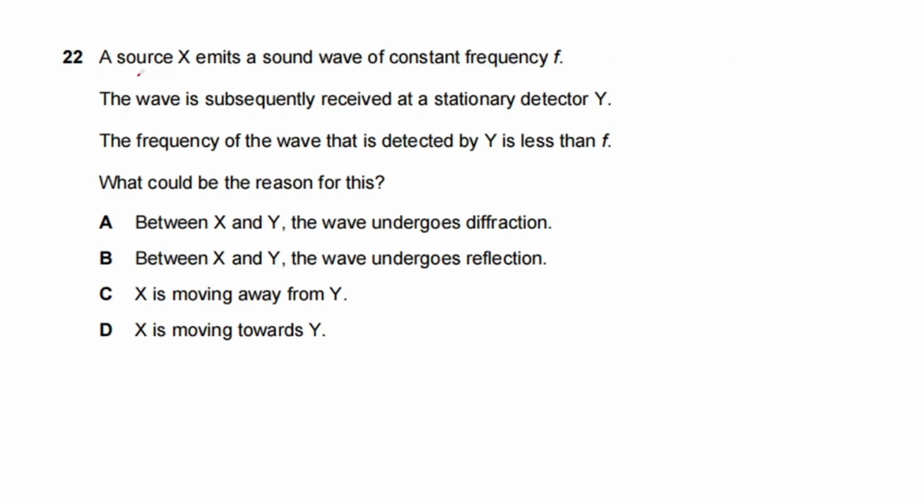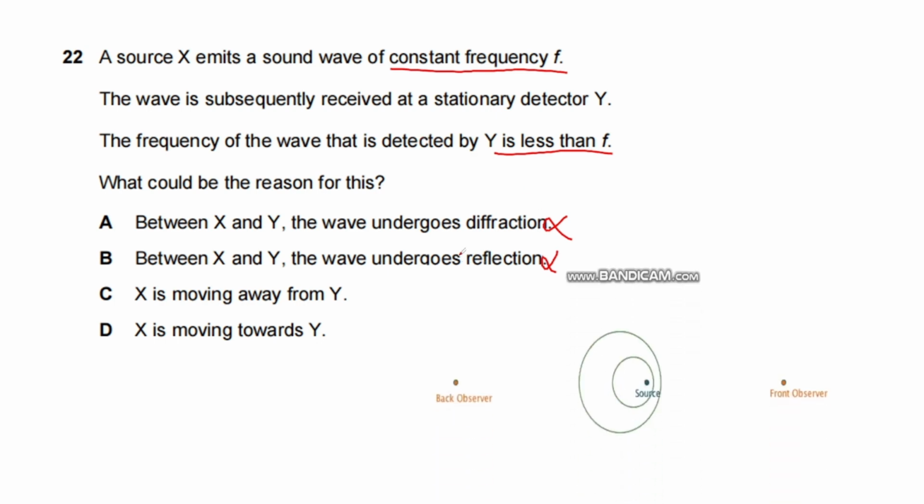Question number 22. A source X emits a sound wave of constant frequency f. The wave is subsequently received at a stationary detector Y. The frequency of the wave that is detected by Y is less than f. What could be the reason for this? Out of these options, A and B, between X and Y the wave undergoes diffraction, and it is undergoing a reflection. Both will be wrong, because from this question we can conclude that it is based on the Doppler effect, right? I hope you remember what the Doppler effect is.